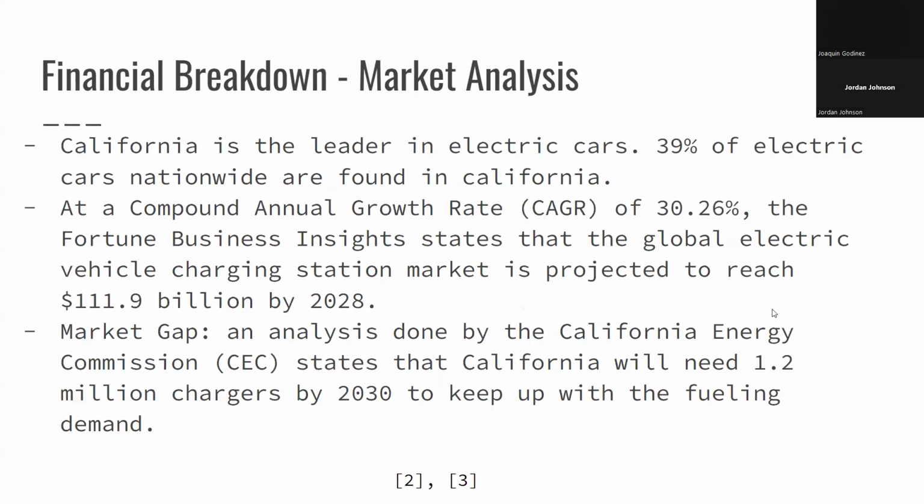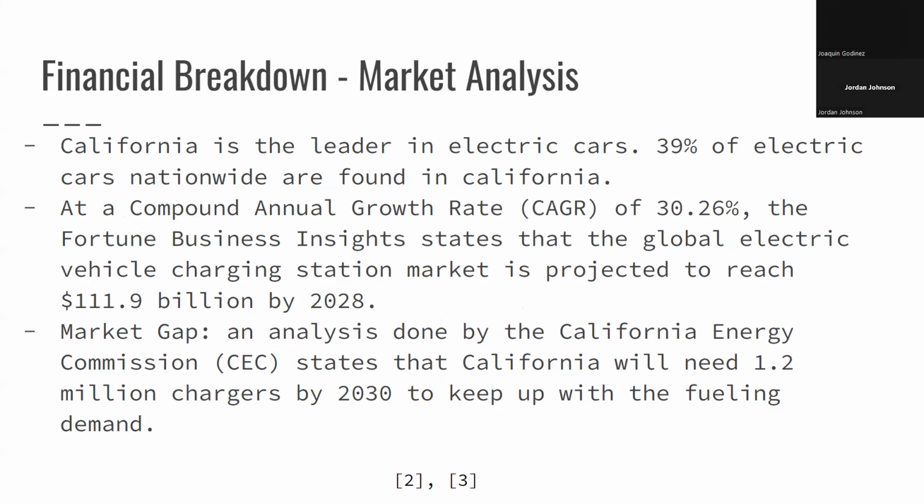Moving on to the next slide, we have the market analysis. California is actually the leader in electric cars. 39% of electric cars nationwide are found in California, which is very important for us because we are going to be based out of Pomona, California. There's actually a CAGR of 30.26%. This is from Fortune Business Insights.